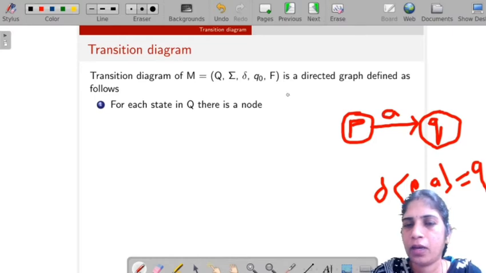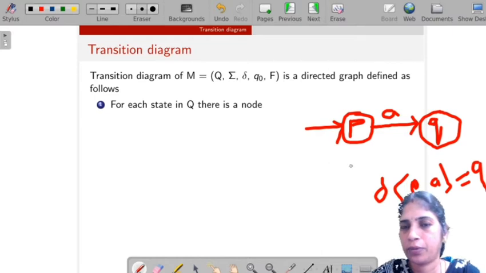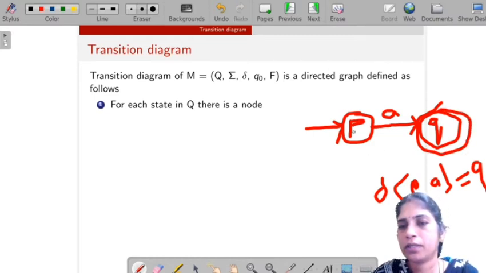Okay. Then how can we represent the initial state? Initial state is represented by an arrow pointing to the initial state. Suppose P is the initial state of this automata, then we draw an arrow pointing to this initial state. Then how can we represent the final state? Suppose Q is the final state. Final state is always within two circles or double circles. Single circle means a normal state and state within double circle means it is a final state.